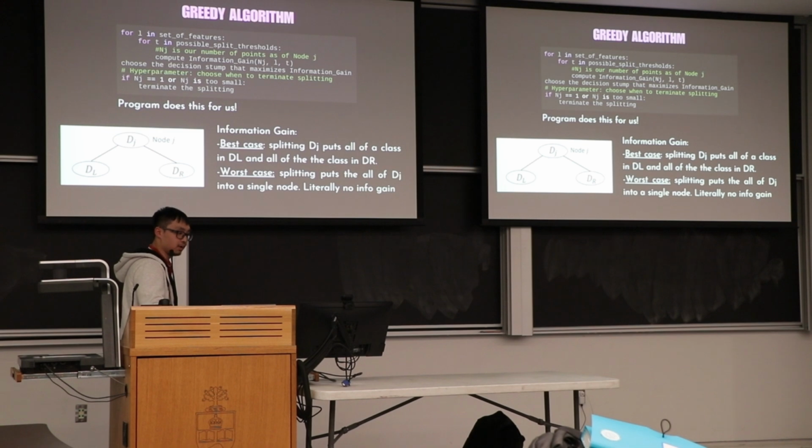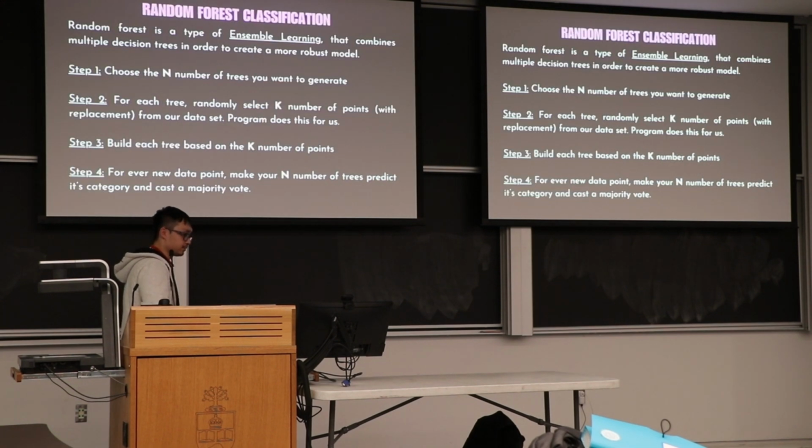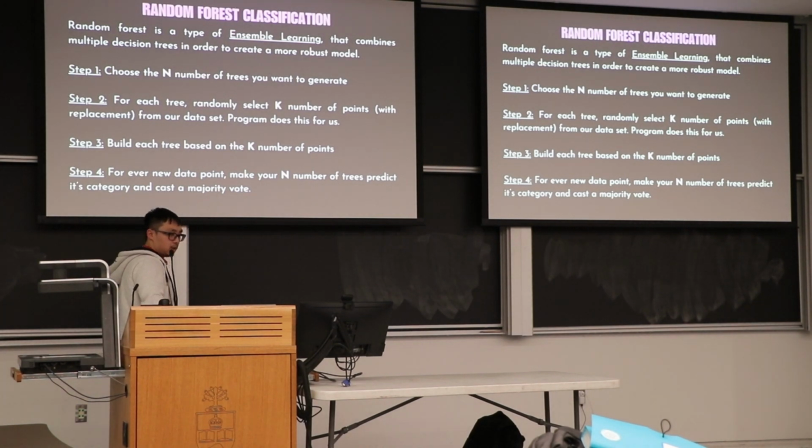And luckily for us, we don't have to implement the greedy algorithm. Scikit-learn does it for us. And finally, let's talk about random forest classification, which is going to be the last thing we're going to talk about. It's really brief. Random forest classification is a type of ensemble learning that combines multiple decision trees in order to create a more robust model.